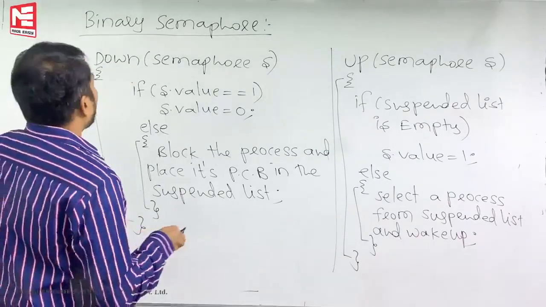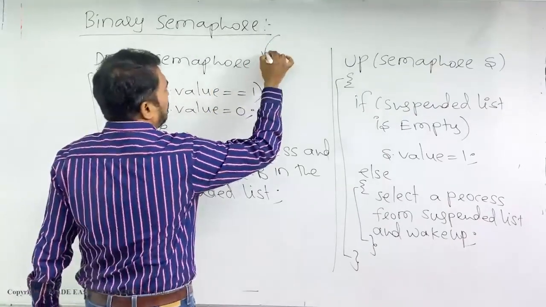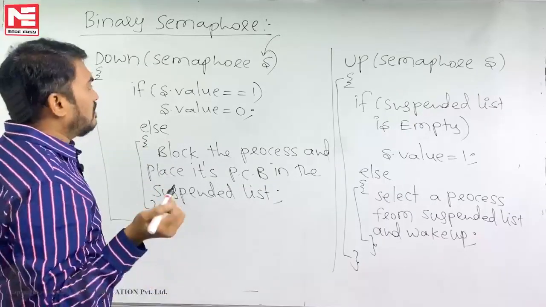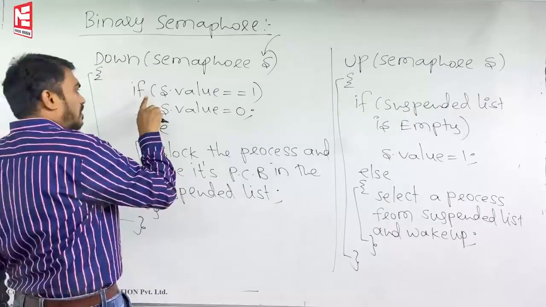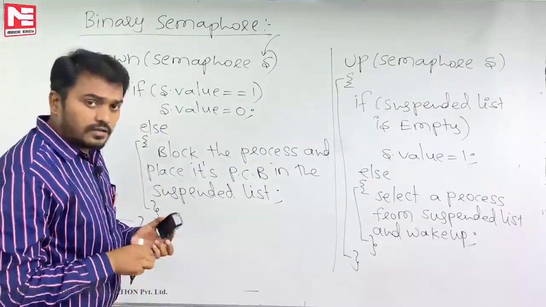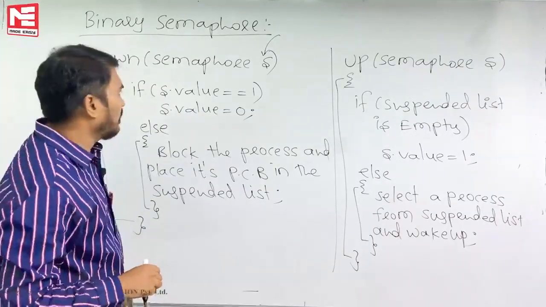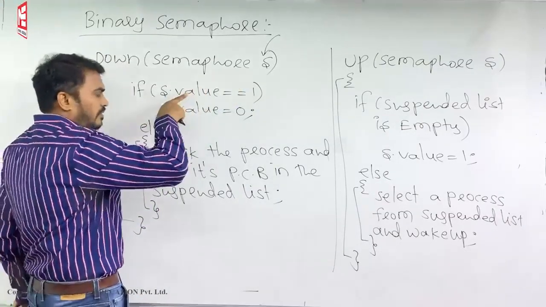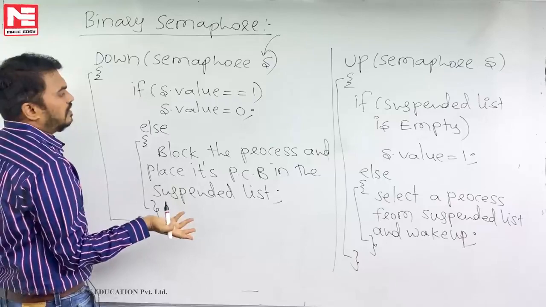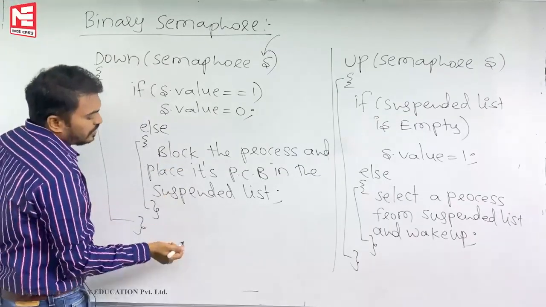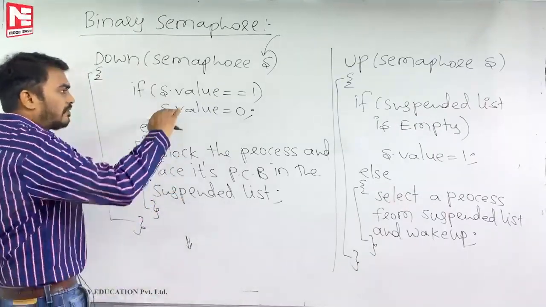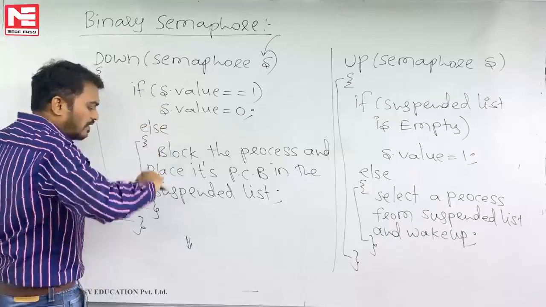So in the binary semaphore, in the down operation, same thing, you are reading the semaphore value. When you are reading, semaphore value can be what? Only two values, either 0 or 1. So first you are checking semaphore value equal to 1. If the semaphore value is equal to 1, you make semaphore value 0. After that you continue the execution. Remember, if the semaphore value is equal to 1, you simply make it 0, then the process will continue execution.